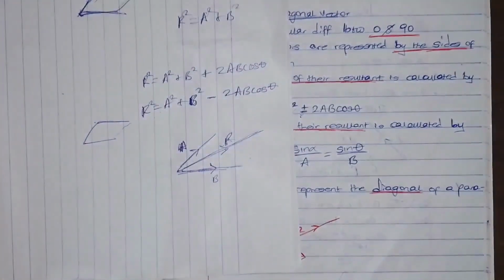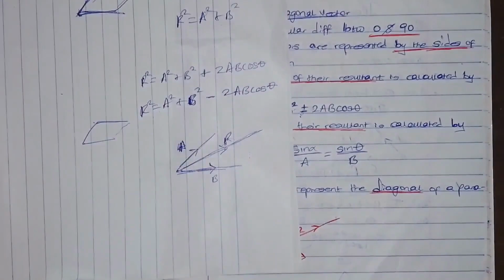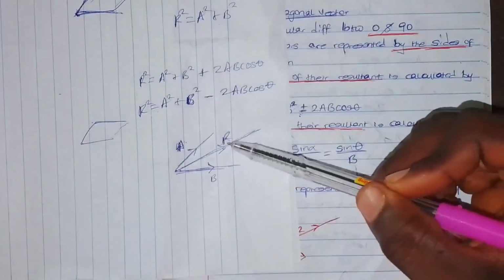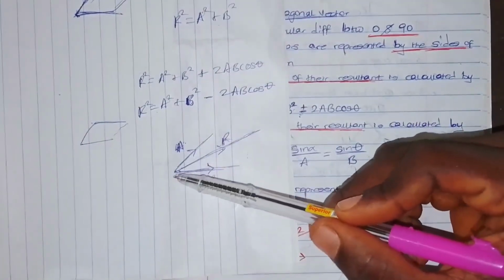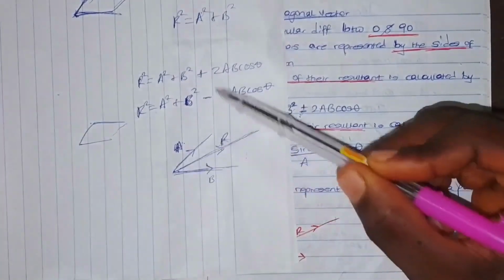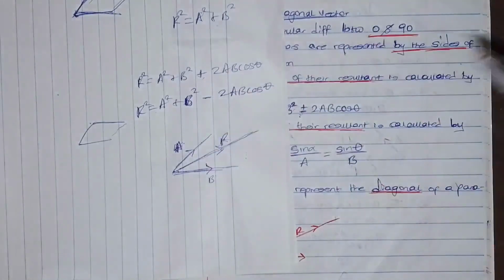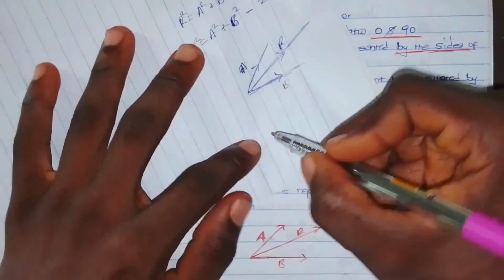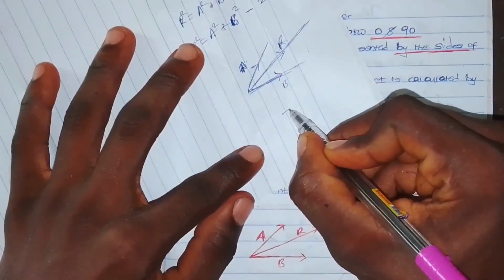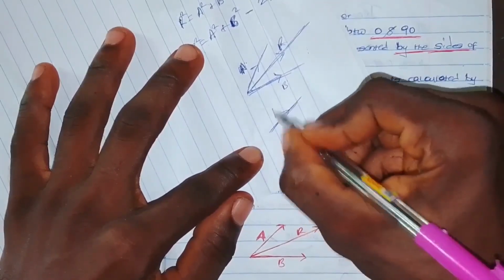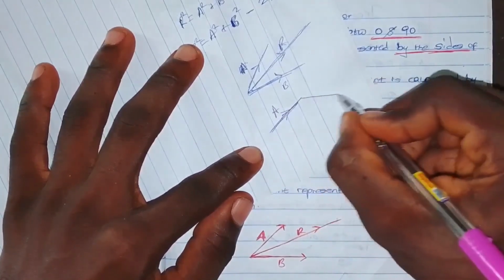Now, which of the formula can we use? It's so simple to know which formula to use. If the two vectors, that is vector A and B, come from the same origin, something like this, make use of this first formula. But if they come from different origin, something like this, let me see. Something like this.